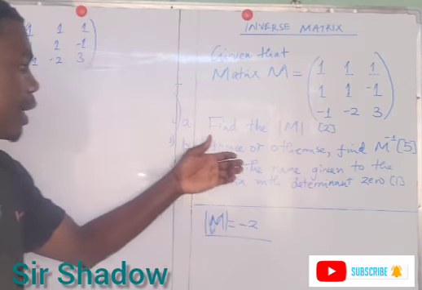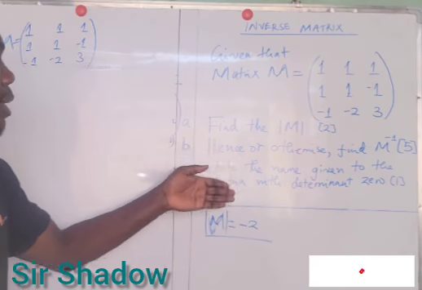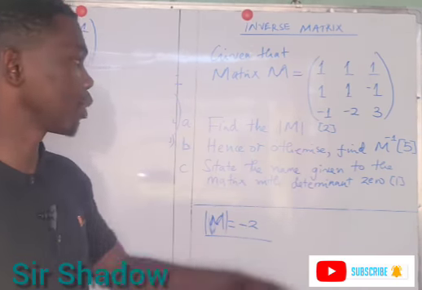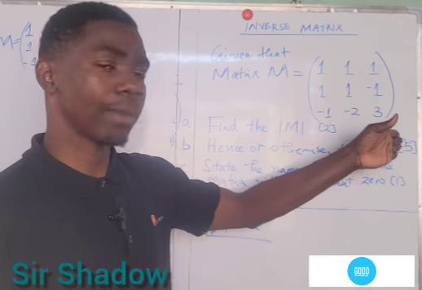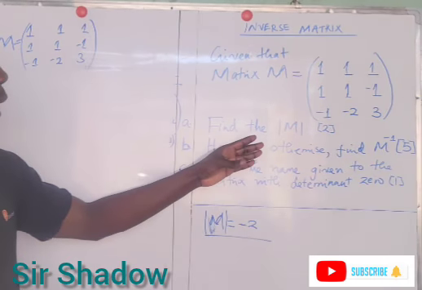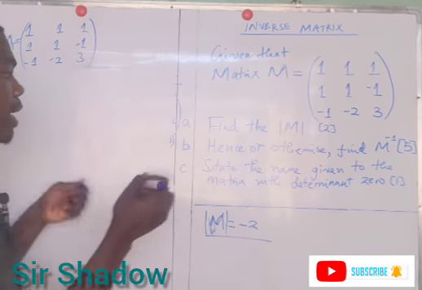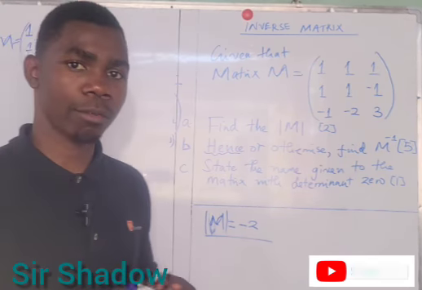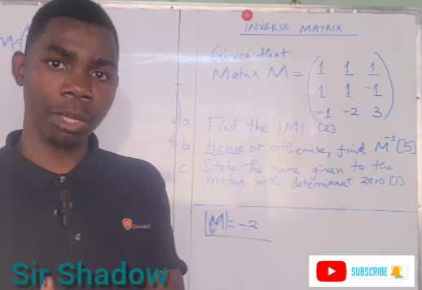The question said "hence or otherwise." Hence simply means use the solution from above, the one we recently calculated. Otherwise, you can use an alternative method to find the inverse of matrix M. So we want to use the hence part.